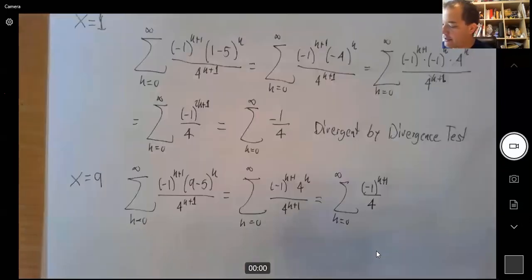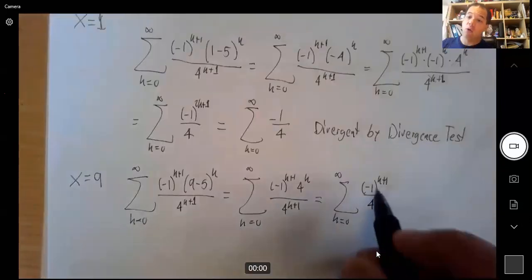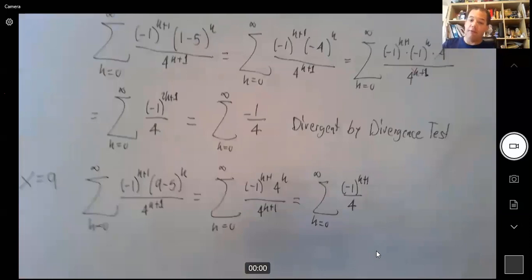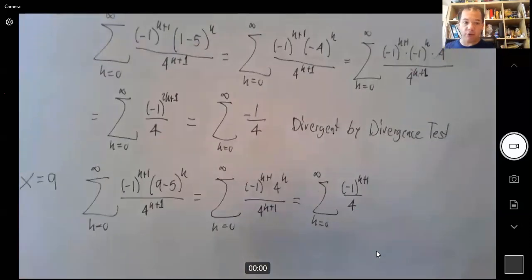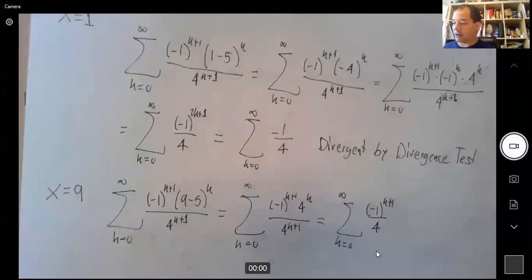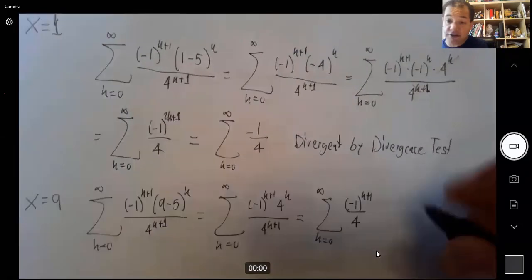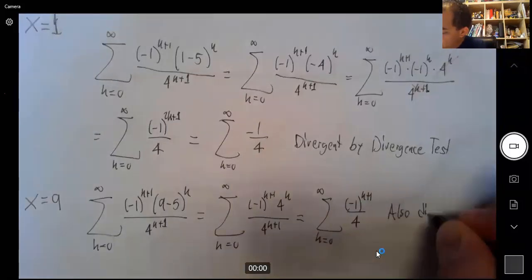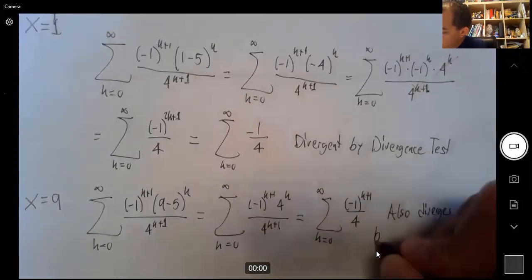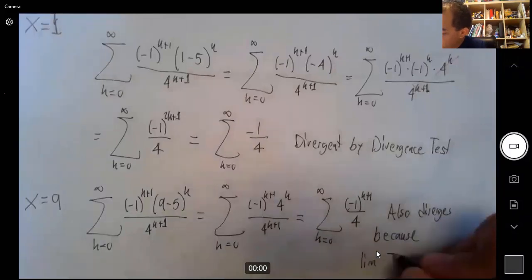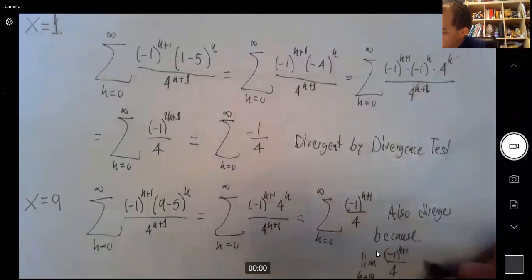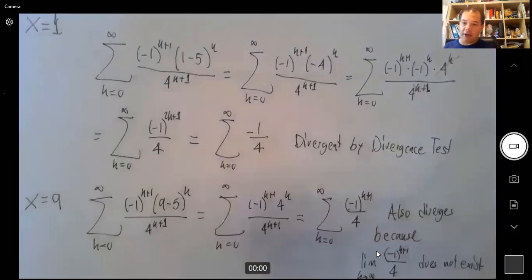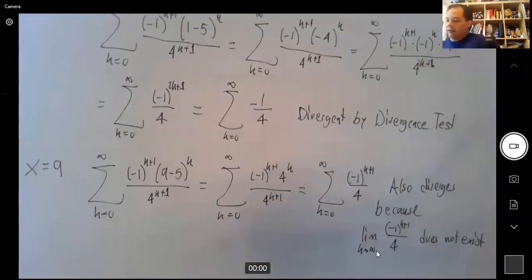And so this one does alternate signs. It's 1/4 minus 1/4, 1/4 minus 1/4, 1/4 minus 1/4, etc. So what is the situation with that? Well, it diverges too. So also diverges because the limit of negative 1 to the k plus 1 over 4 does not exist, right? It goes 1/4, negative 1/4, 1/4, negative 1/4, so it doesn't exist, all right?